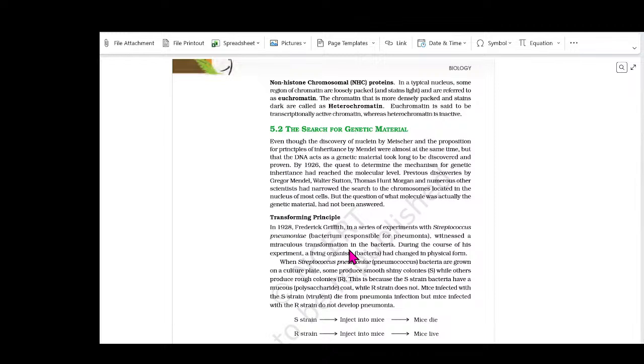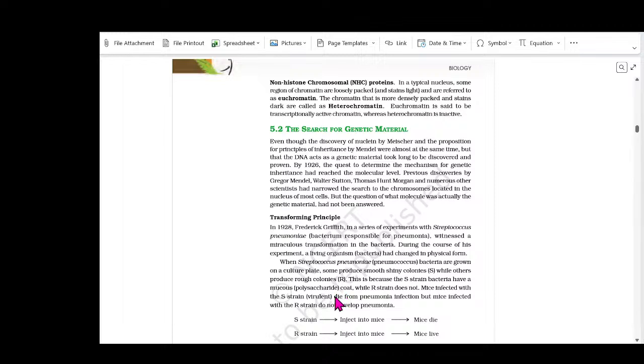During the course of his experiment, a living organism, the bacteria, had changed in physical form. When Streptococcus pneumoniae, pneumococcus bacteria, are grown on a culture plate, some produce smooth, shiny colonies, while others produce rough colonies. This is because the S strain bacteria have a mucus or polysaccharide coat, while the R strain does not.